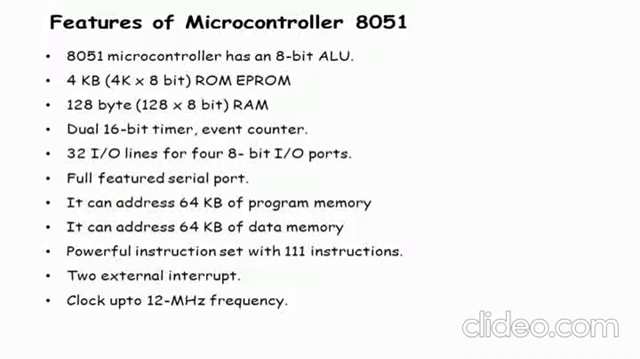Here, see, it can address 64 kilobytes of program memory. It can address 64 kilobytes of data memory. Program memory means you can also call it ROM. You can also call it code, because in ROM generally we store the codes, the programs we write. And in RAM we have the data, the user data, whatever we give. That data is stored in RAM. So RAM is also called data memory, and ROM is also called program memory or code memory.